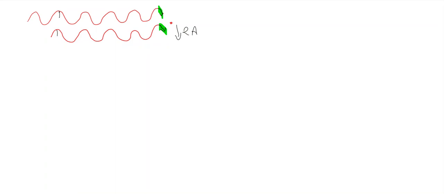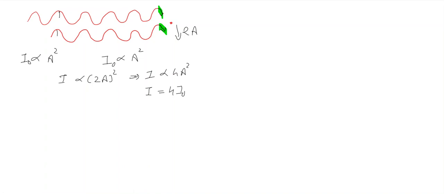Hence the intensity of the first wave is a square, and the intensity of the second one is a square. Let me label it as I0, I0. The intensity of the resultant one is (2a) square. It means the intensity of the resultant one is 4a square, or else I can say it is 4 times I0. That is constructive interference, right?